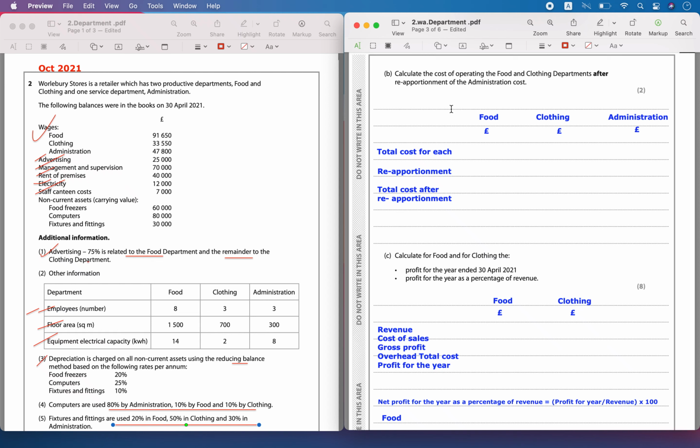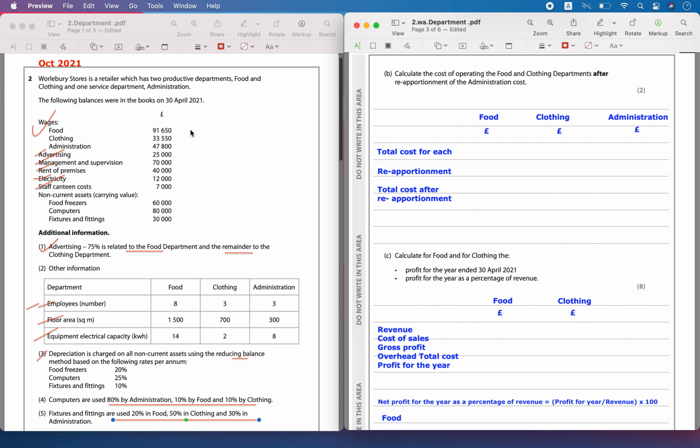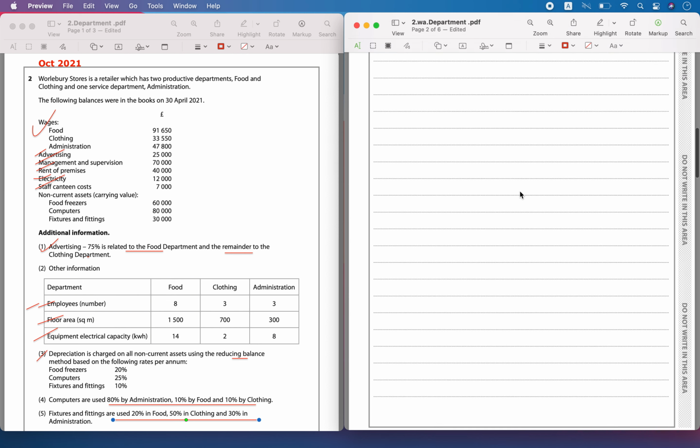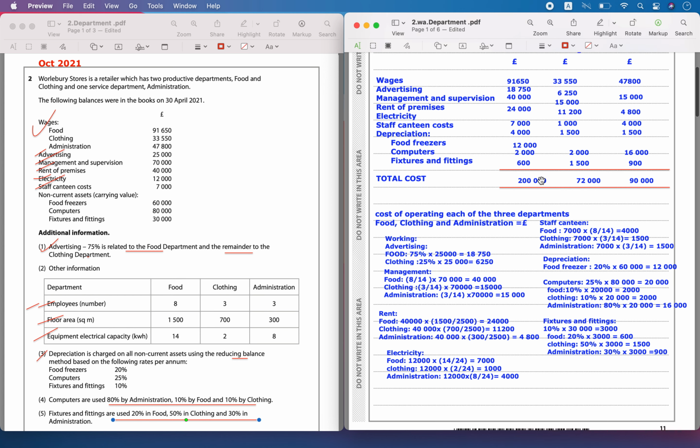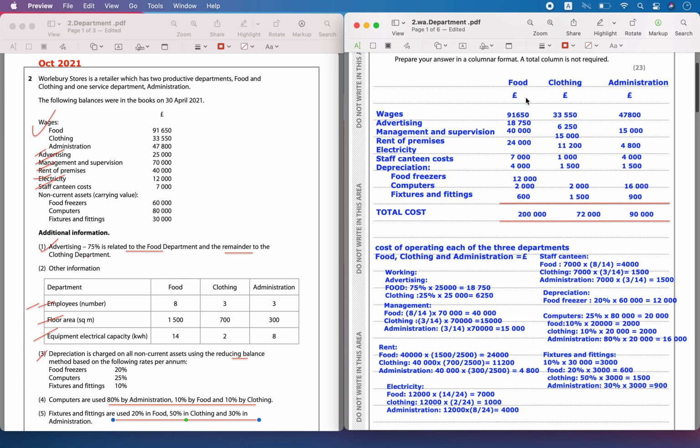Hello, today we are solving October 2021 paper, question number 2, part B. Calculate the cost of operating the food and the clothing departments after reapportionment of the administration cost. We had calculated previously the total cost for each department, so let's write first the total cost of each department.